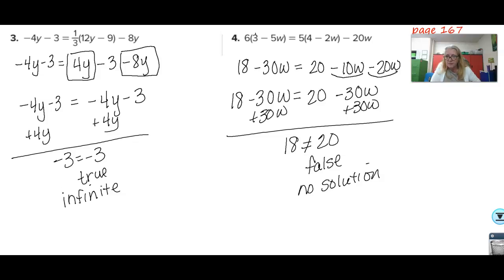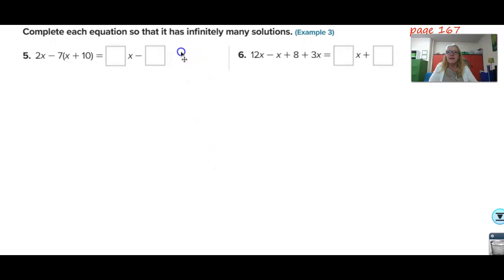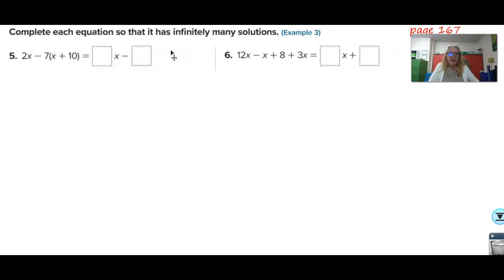All right, we are zipping through these. Okay, complete each equation so that it has infinite solutions. I love these. These ask you to challenge yourself. And this is exactly what you'll see on the AIR test too. They put ones like this on there.